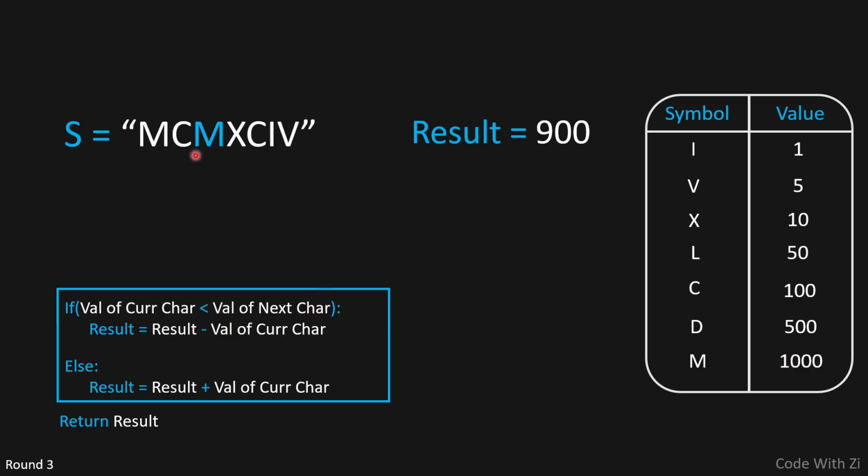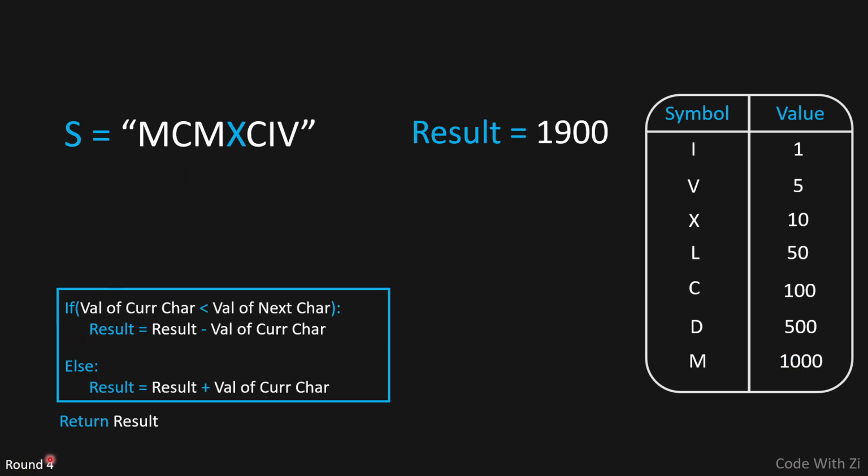In our next round, our current letter is gonna be M. So we're gonna check again, is 1,000, which is the value of M, smaller than the value of the next character. Our next character is X, and X is representing 10. So is 1,000 smaller than 10? No. So we're gonna fall inside the else, and we're gonna say result is equal to result plus the current value, and that's gonna be 1900. And then we're gonna move on to the next round.